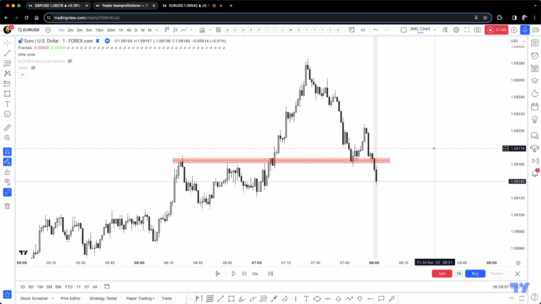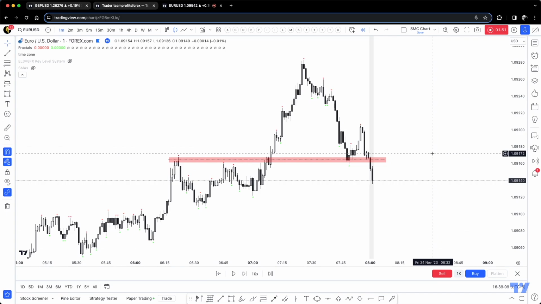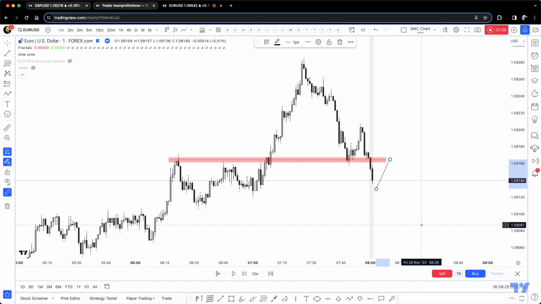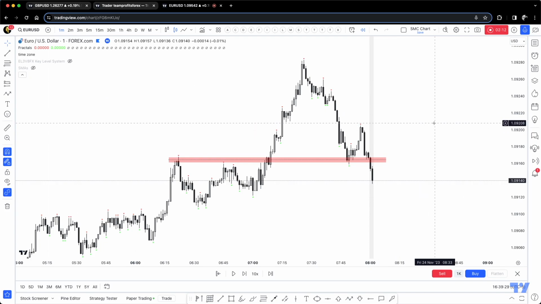Okay, at this point you can get prepared for sales. Why? Price is failing, right? It's breaking a previous structure. If you want to look for a sale, you would have to wait. At some point, price would have to come into the zone and give you a bearish engulfing, so you can continue selling, right? Otherwise, you don't do anything.